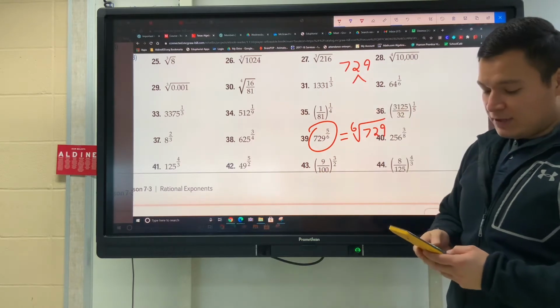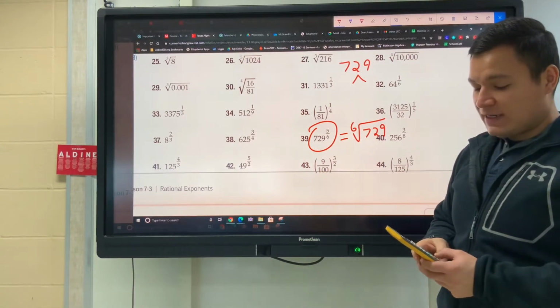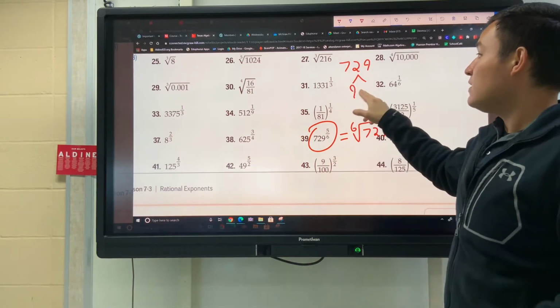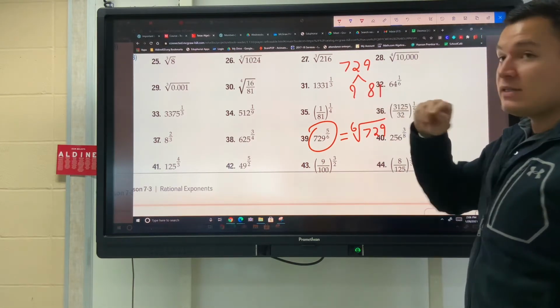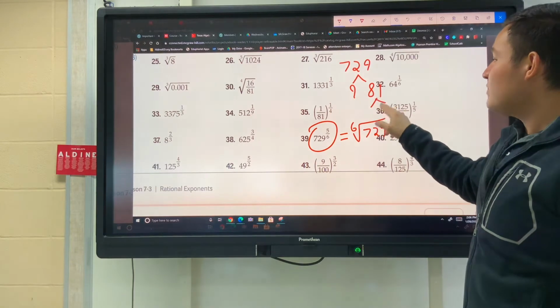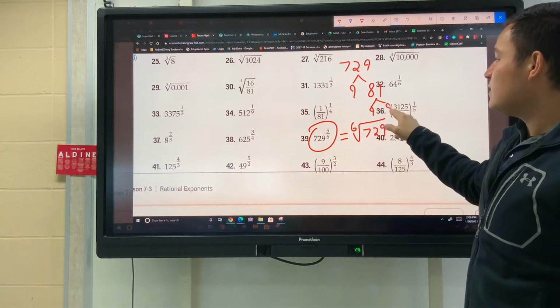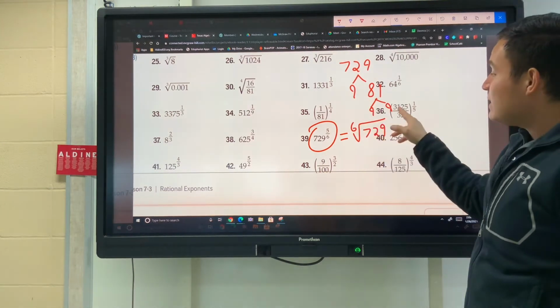Okay, it didn't work out evenly. So 729 divided by 9. That one did work evenly. 9 went in there 81 times. Let's break down the 81 to be 9 times 9. Right now we have 3 9s.